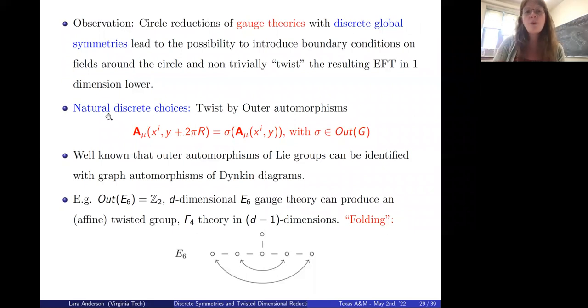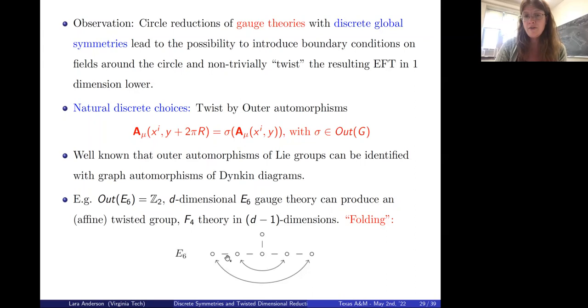If you have a non-abelian gauge group, the natural discrete choices are to twist the theory by outer automorphisms of the gauge group. You really need outer automorphisms because if they're inner automorphisms, then they'll be undone by gauge transformations. So you need something that's going to be a group compatible but non-trivial identification as you move around the circle. That corresponds to taking, say, a vector potential in a gauge field, and as you move around the circle, identifying it with a different potential in your theory, up to some action sigma, where sigma is an outer automorphism. It's well known that these outer automorphisms of Lie groups can be identified with graph automorphisms of Dynkin diagrams.